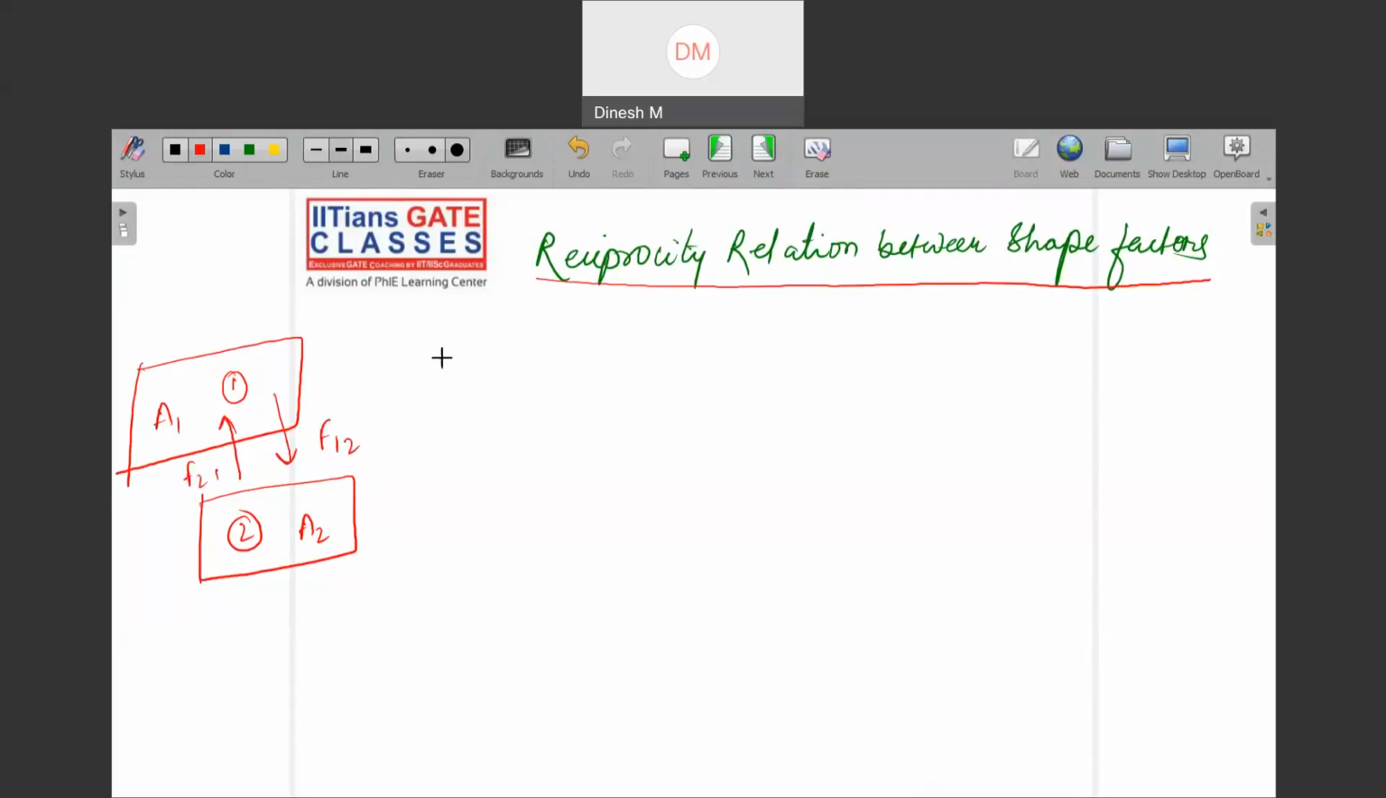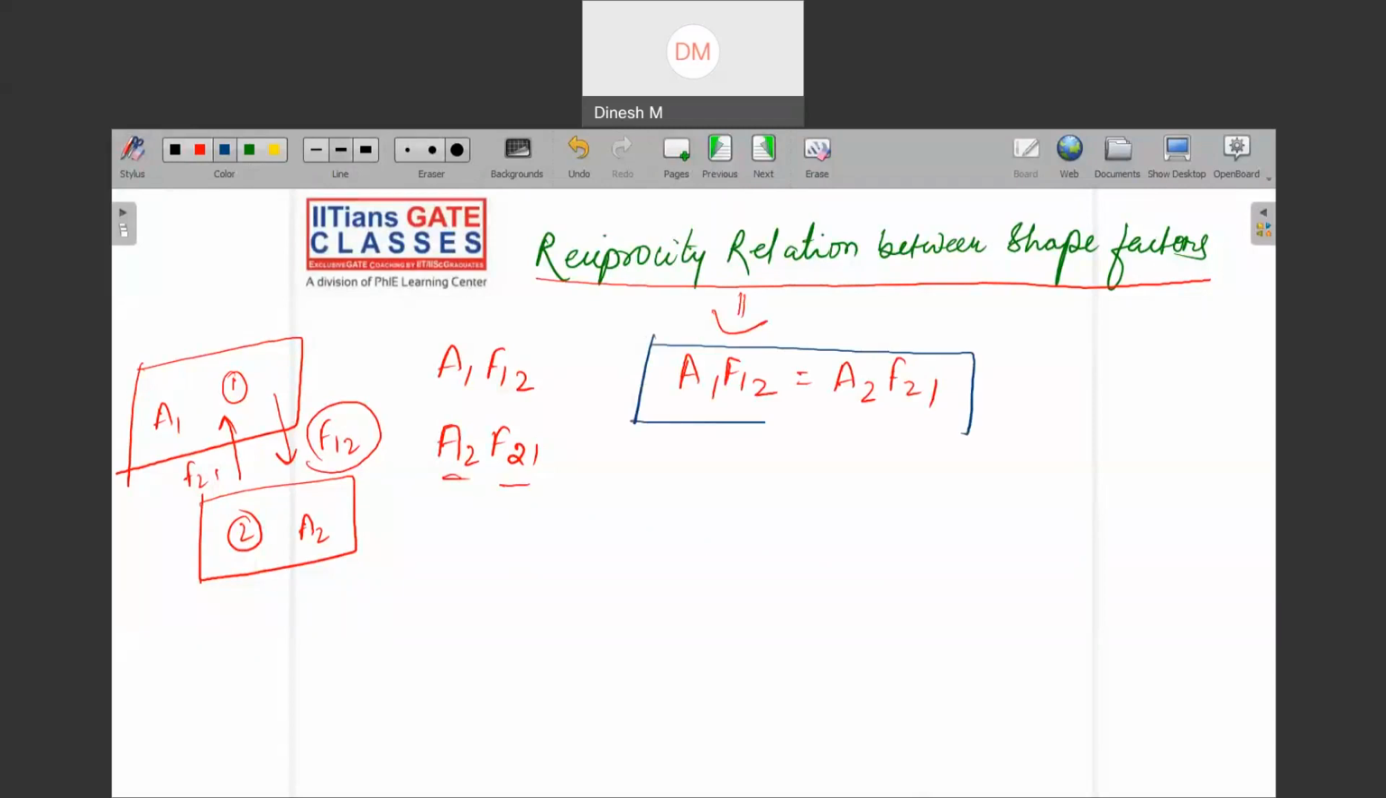A1 has shape factor F12 with respect to A2, and similarly A2 has F21 with respect to A1. Then this relation says that A1 F12 will be equal to A2 F21. A1 F12 equals A2 F21. This is the case.